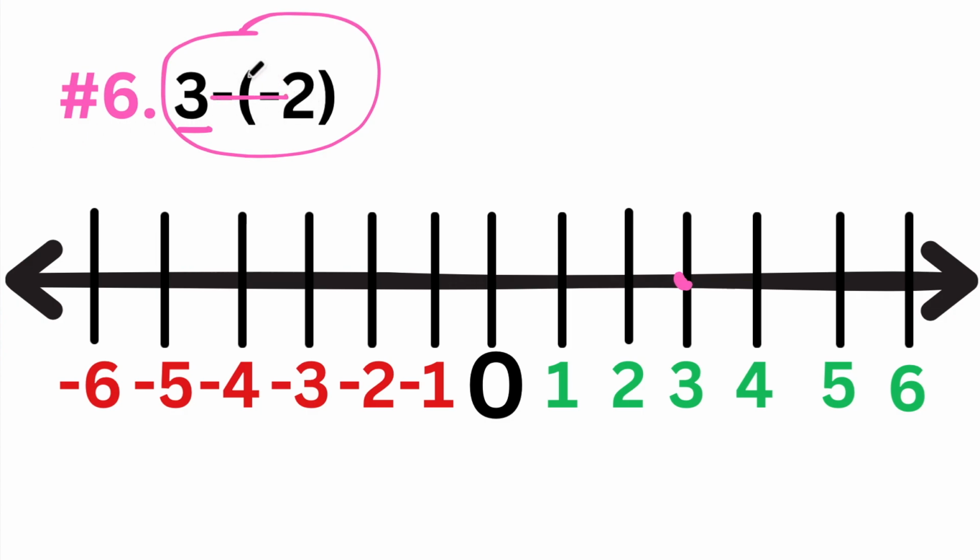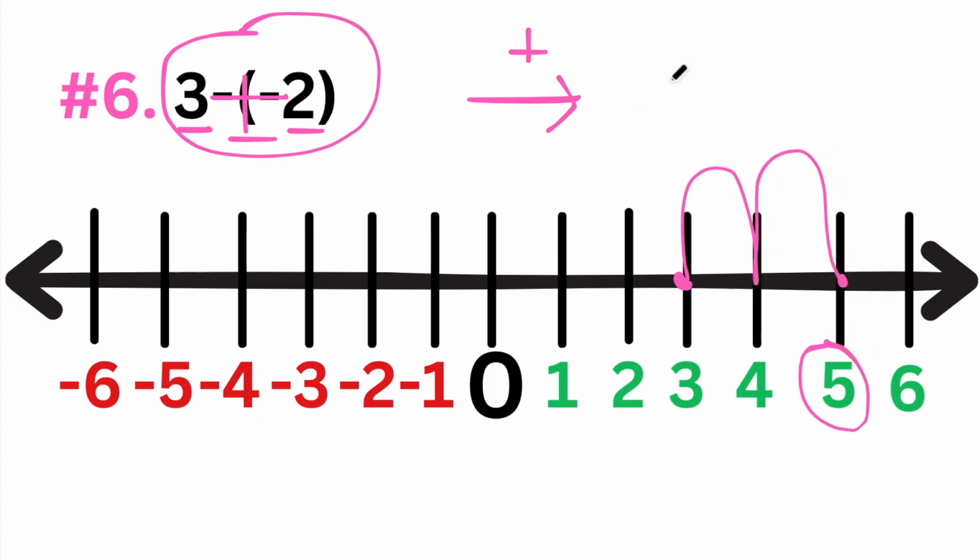And then we have minus a negative, so we know we're just going to be adding, which means we're moving in the positive direction. We're moving in the positive direction 2 times. So that brings us to 5. We plot our final point at 5, and we get 3 minus negative 2 equals 5. And so that is how you add and subtract with negative numbers using a number line.